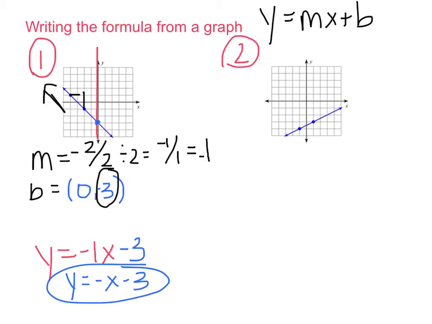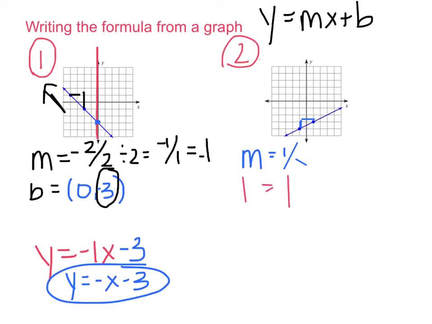So now let's look at our next one, number 2. Let's find m first. How many spaces do we need to go up? And that's going to be 1. How many spaces do we need to go over? That's going to be 2. So 1/2. And then we need to figure out what is going to be our y-intercept.